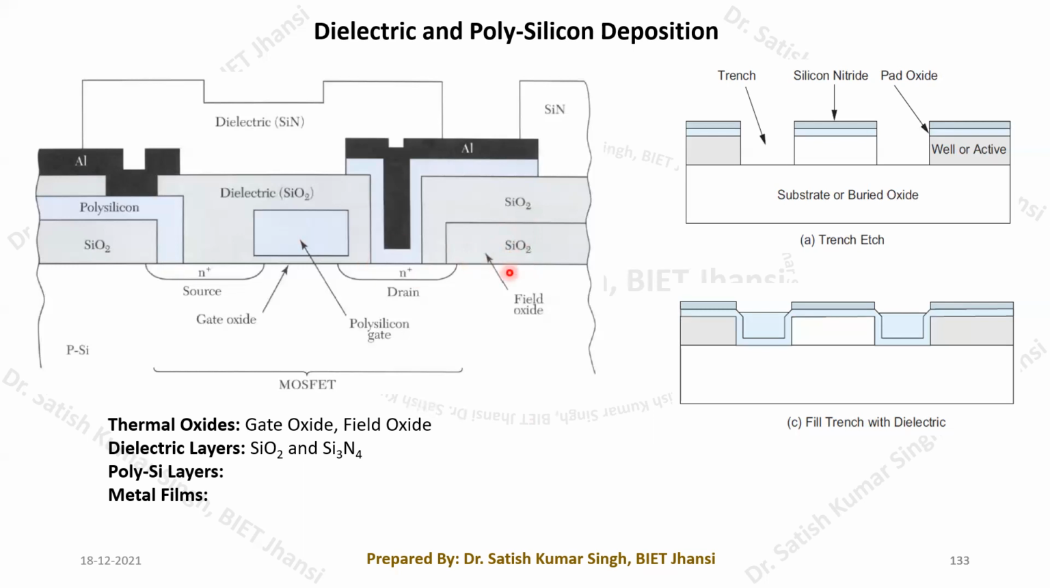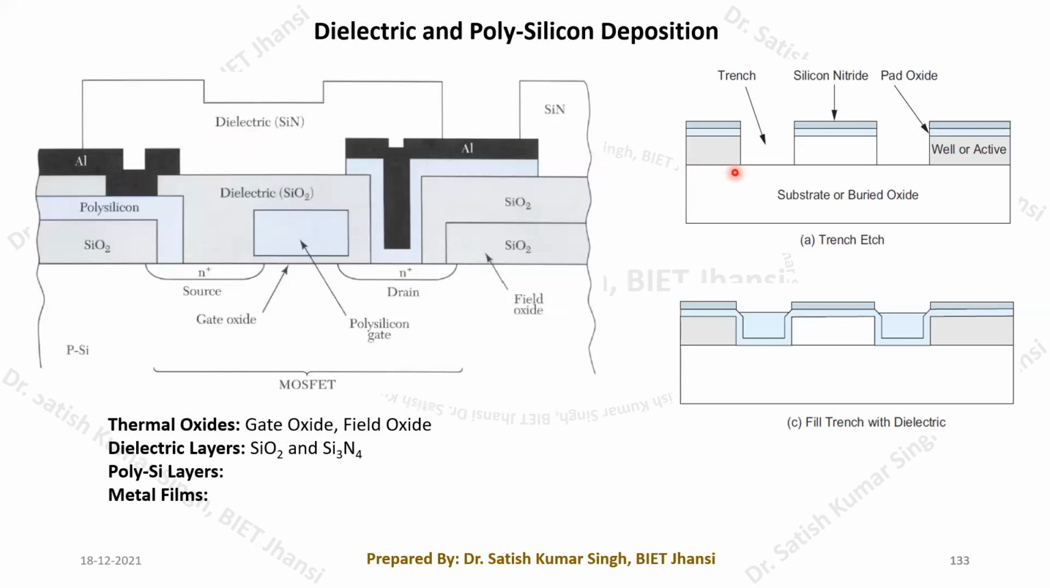So generally we have the SiO2 layer, and then the polysilicon layer that we have deposited here. We can also see the metallization. This is generally our aluminum layer that we have deposited here to make the contact. And again, we have the silicon nitride. So these are the different layers that you can see from this particular picture.